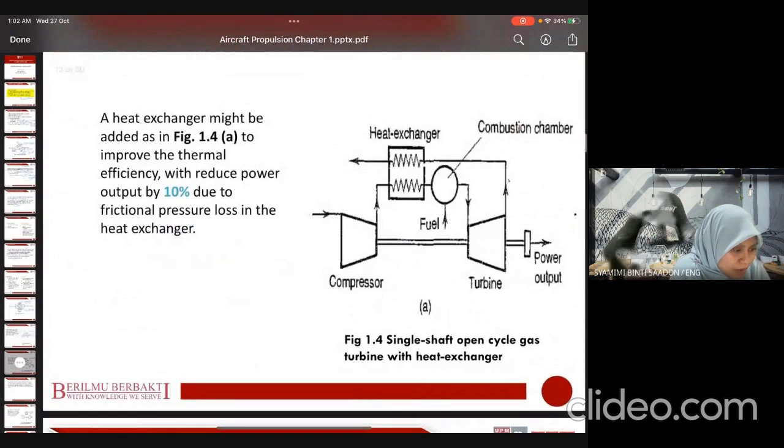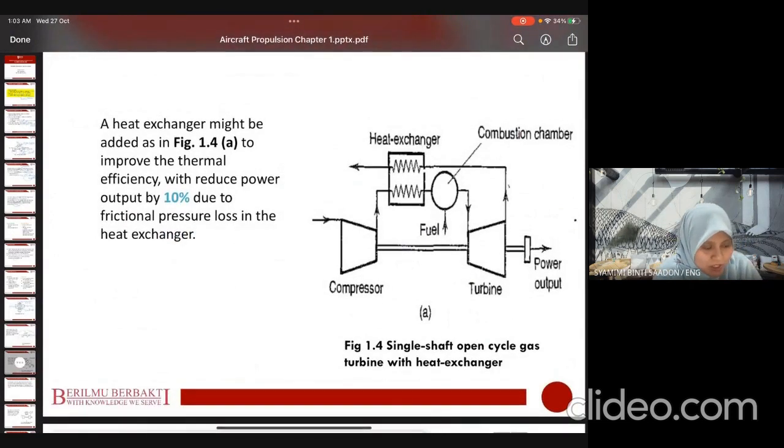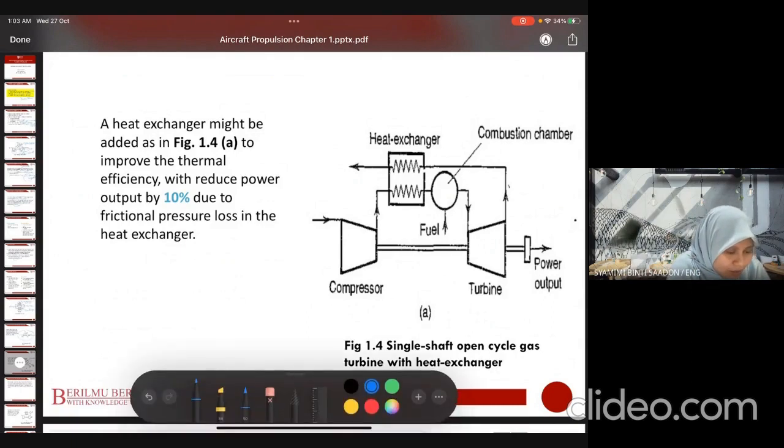A heat exchanger might be added. Like mentioned just now, from the basic single shaft cycle, we can add a heat exchanger before the fluid enters the combustion chamber, to improve, of course, the thermal efficiency, with power output reduced by 10% due to frictional pressure loss. However, we will lose in terms of power output.